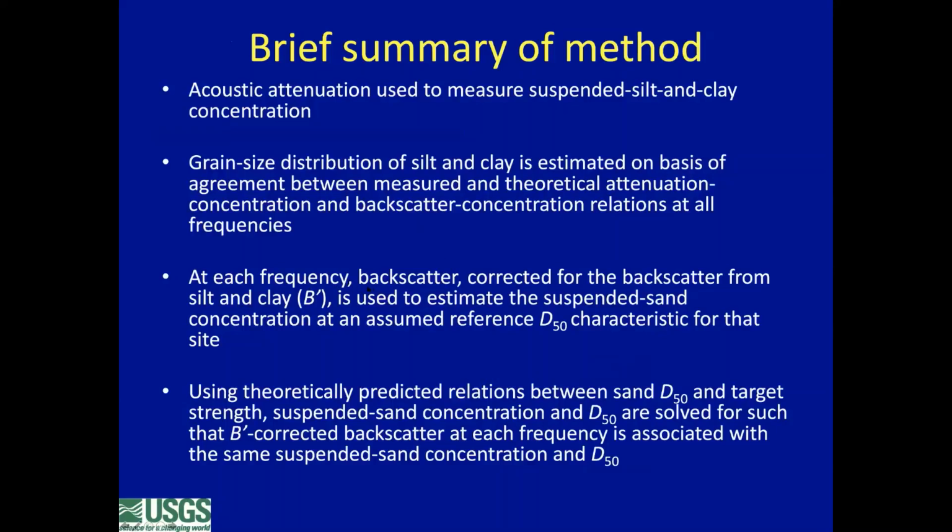At each frequency, backscatter is then corrected for the backscatter from silt and clay, which we call B prime, or excess backscatter, because all sizes of sediment contribute to backscatter, not just sand, as some people assume. It is used to estimate the suspended sand concentration at an assumed reference D50 of the suspended sand, characteristic for that site. And then, using theoretically predicted relations between sand D50 and the target strength, suspended sand concentration at D50 are solved for such that the B prime excess backscatter, corrected for the backscatter from silt and clay, is removed. And then we use each frequency in our array to basically solve for one sand concentration and median grain size iteratively.